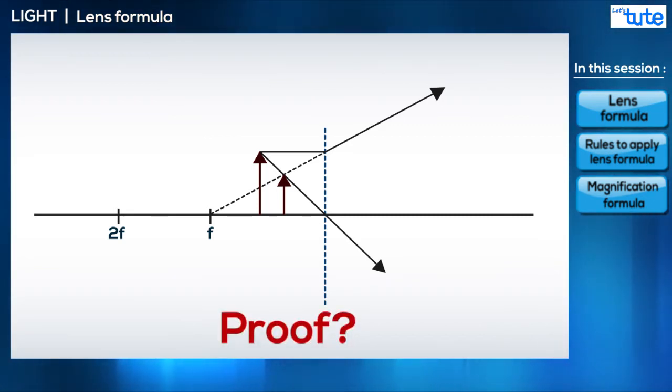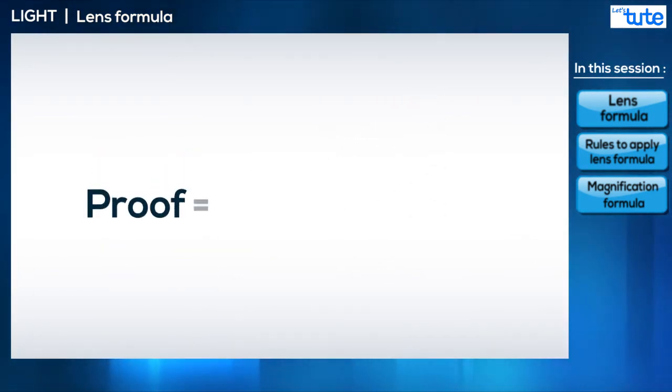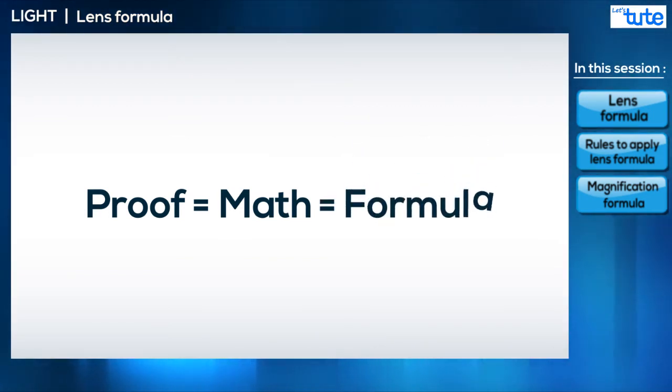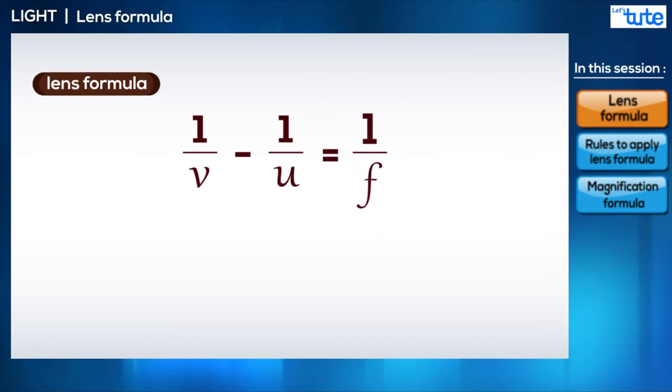How do we know that for some random configuration of the object and the lens, the image is not real or not between the focus and the optical center? For a real proof, we need to do some math, and you cannot do math without a formula. So here is the lens formula.